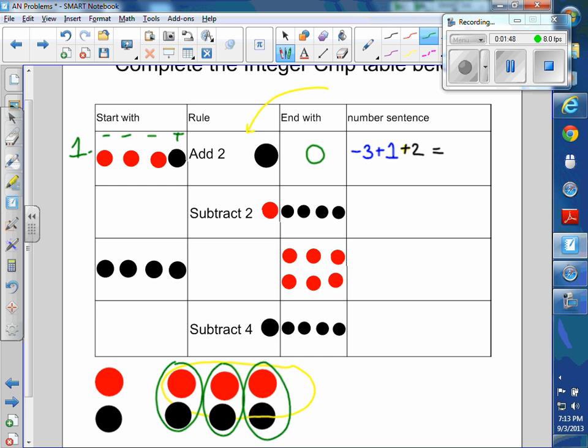And if you did it with the algorithm, 3 negatives and 1 positive leave us with 2 negatives. Then 2 negatives and 2 positives ends up with a 0. So your number sentence is just this. Okay. Let's try number 2.